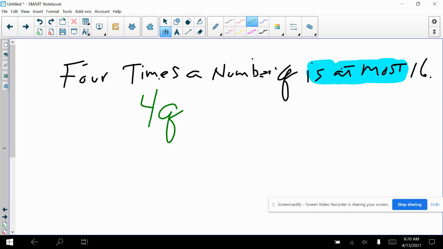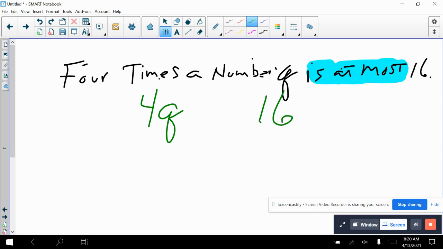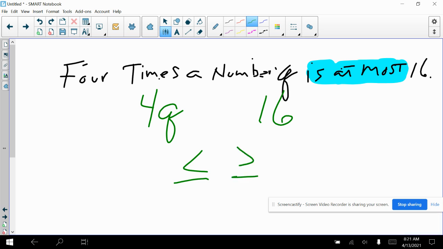Okay, is at most, meaning it can't go over 16. 4 times something is at most 16. Can it be equal to 16? Yes. So we need one of these symbols. It can be 16, but at most it can only be 16.